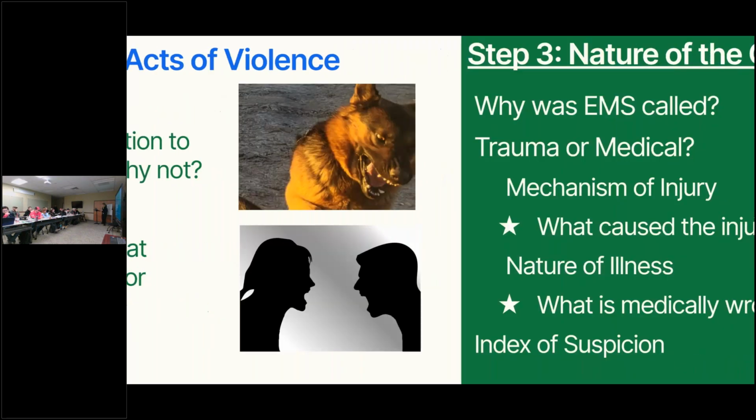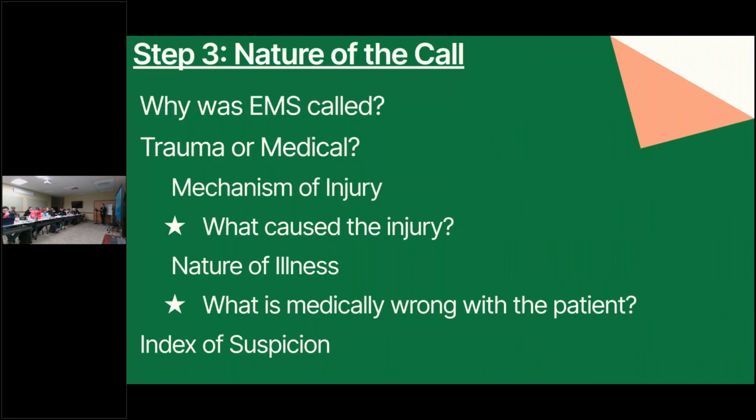Okay, so step 3 would be determining the nature of the call. So again, dispatch might give you some information, but you'll typically find out more once you're on scene. That dispatch info might not be correct. There's been a lot of times that I've been dispatched to a call for one thing in particular and show up, and it's something completely different, right? So it's always up to you to evaluate and figure out what's really going on.